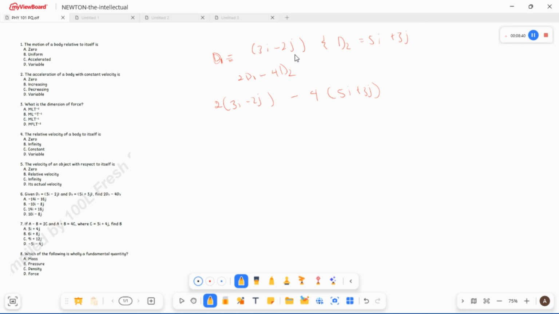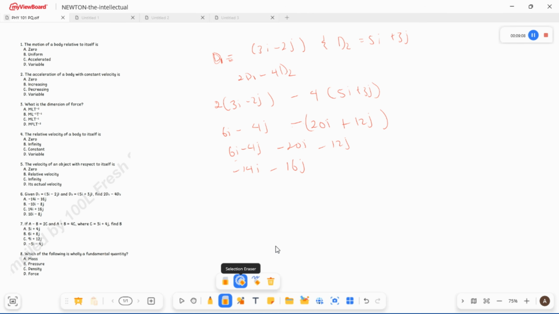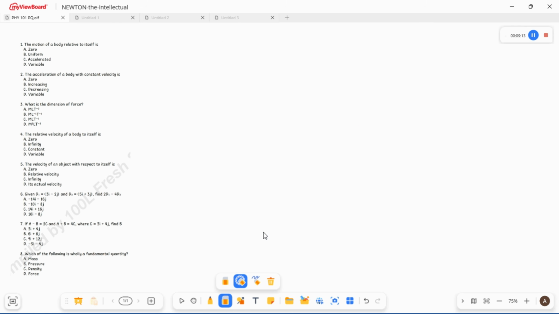So we have 2 times 3i, which is 6i, minus 4j. Then we have minus 20i plus 12j, all this in bracket, right? It's in bracket because I've not opened the bracket here. So we have 6i minus 4j. Then minus times plus 20 will be minus 20i. Minus times plus 12 will be minus 12j. So we have 6i minus 20i, which is minus 14i, and minus 4j minus 12j, which is minus 16j. So we have that. Very, very simple stuff. All right, so we'll go for the next number now. That's number 7.